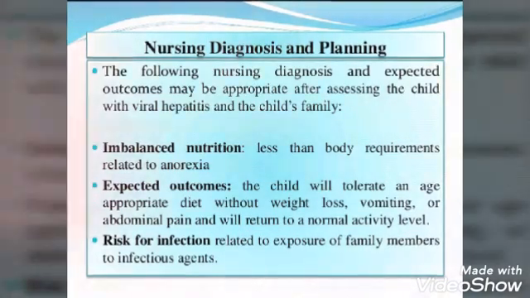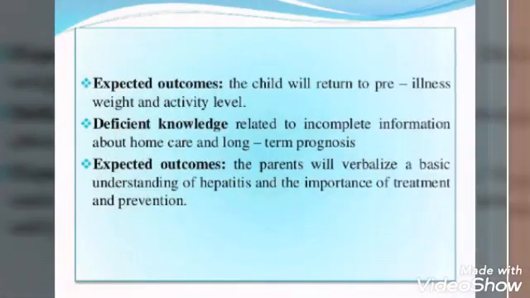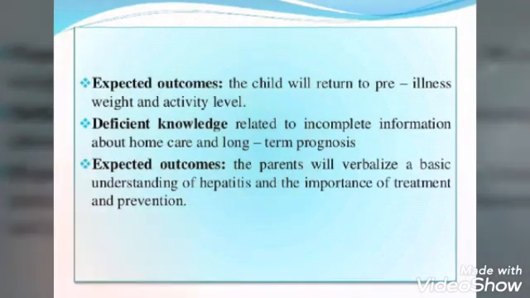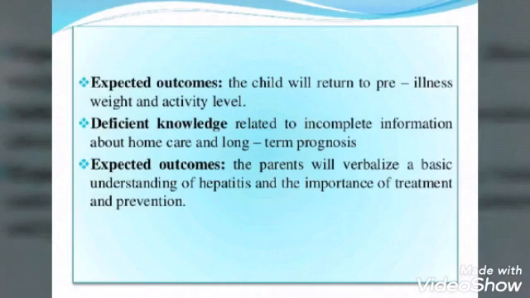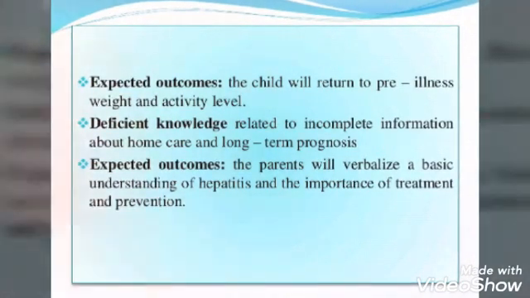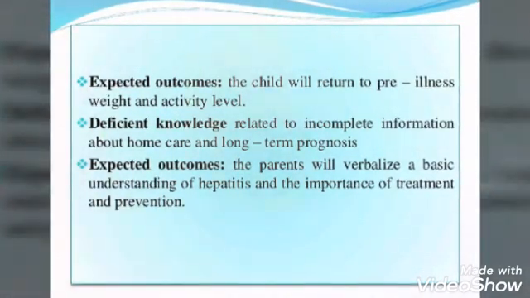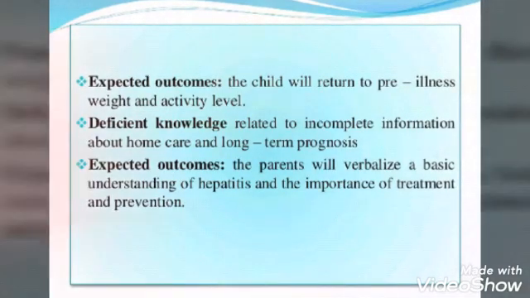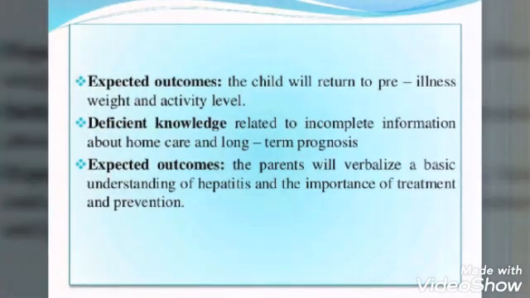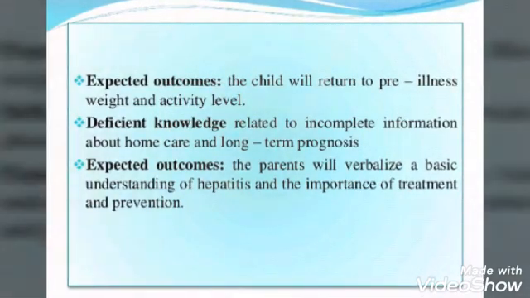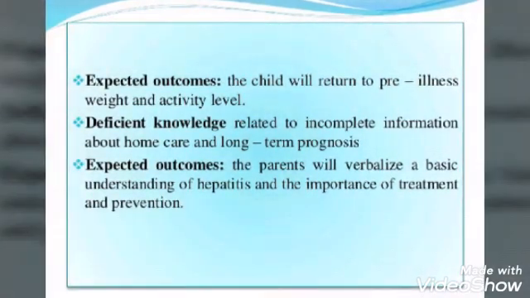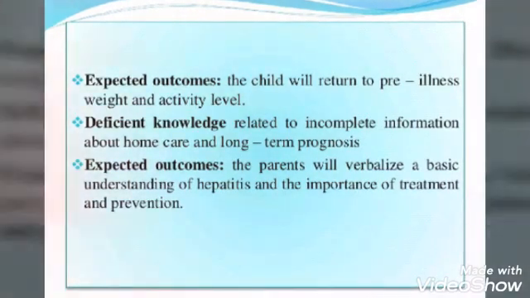Then we can move to the next diagnosis. This is the second diagnosis: deficient knowledge related to incomplete information about home care and long-term prognosis. So the patient should be provided knowledge of taking care of patients with viral hepatitis, so that the disease is not transmitted from one to another.